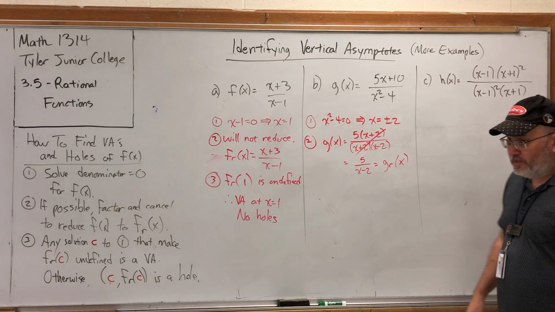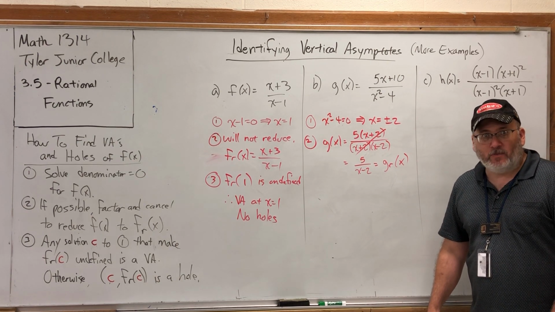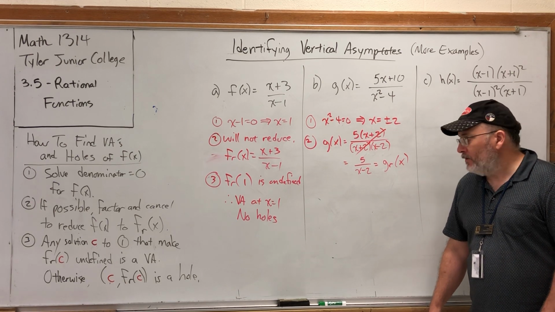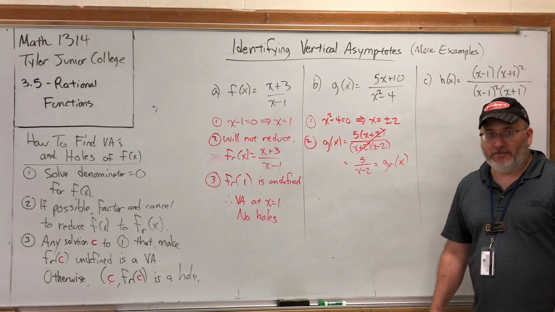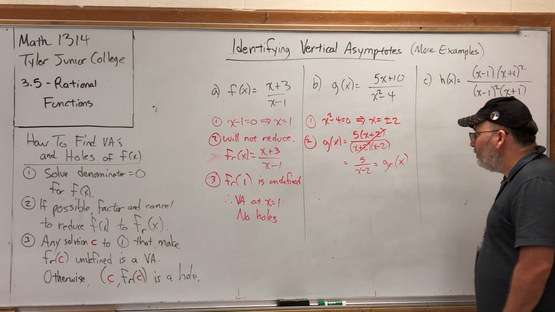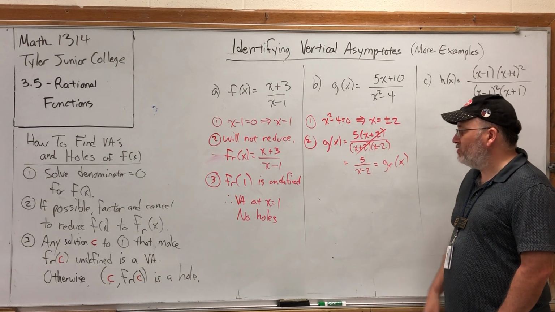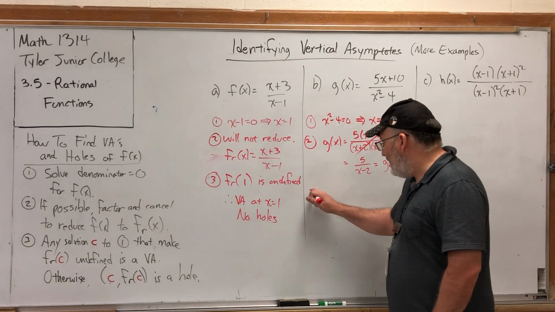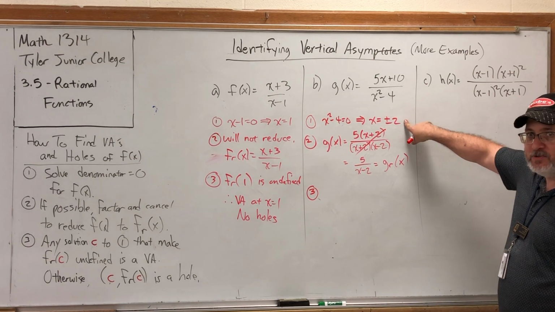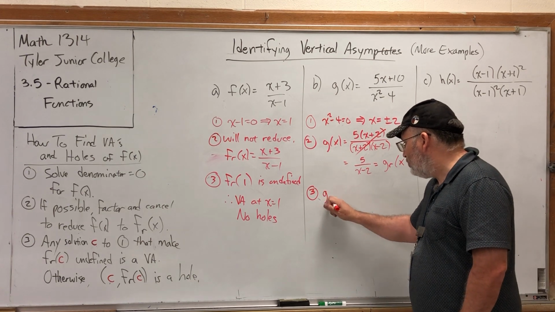Now, there are some professors that will say every canceled factor makes a hole in the graph. That is not true. A canceled factor might make a hole in the graph, as you'll see in the next example. But let's continue. Our reduced function is 5 over x minus 2 because the common factors of x plus 2 canceled. So now, to pass judgment on which of these numbers are vertical asymptotes and which are holes in the graph, we need to evaluate the reduced function at both.